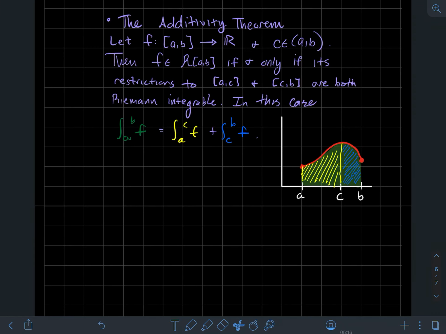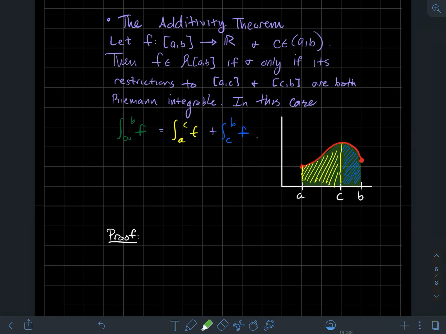So what is the actual proof of this? Oh, by the way, what do I mean by the restriction of this function? The restriction of this function to a c would just be this part of the graph right here. And the restriction of this function from c to b would just be that part of the red graph that I've shaded in green right there. That's all I mean by the restrictions to these smaller subintervals.